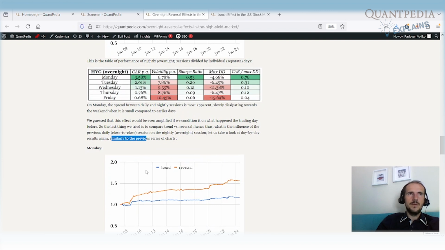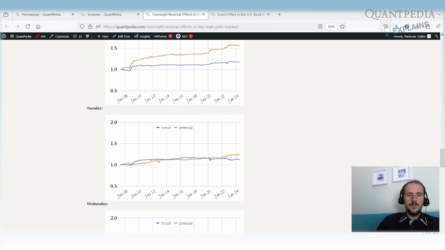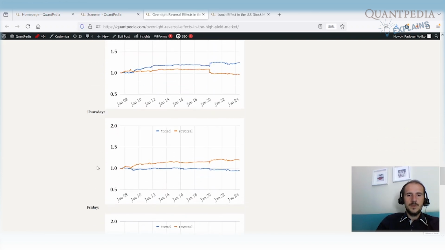So what is the impact if the previous day performance is positive, this is the trend, and if the previous day performance is negative, so we are trying to buy a reversal? We are trying to buy at the close of the Monday in case the previous day close-to-close performance is negative. So that's the reversal trade. Once again, here is the picture of the performance from the Monday. Here is the Tuesday, Wednesday, Thursday and Friday.